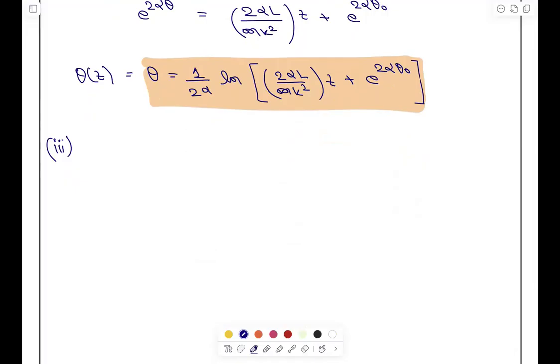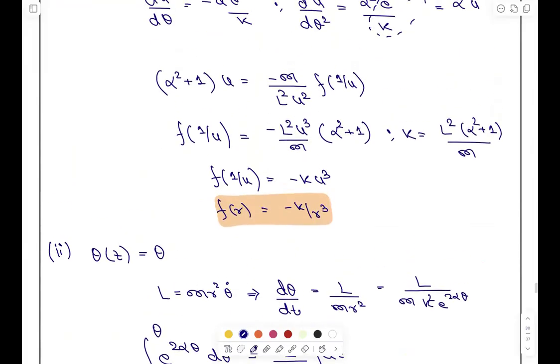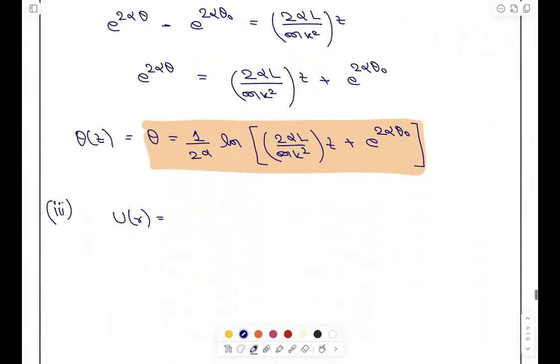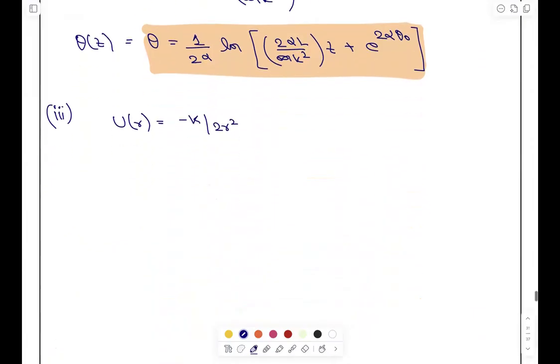So E, we know, is T plus U(r), and this U is basically my potential. U(r) I can write directly. So F is minus k by r square. You know that F is equal to minus dU by dr. So we can simply write the value of U, that will become minus k upon 2r square. Now we have to find out the complete energy.